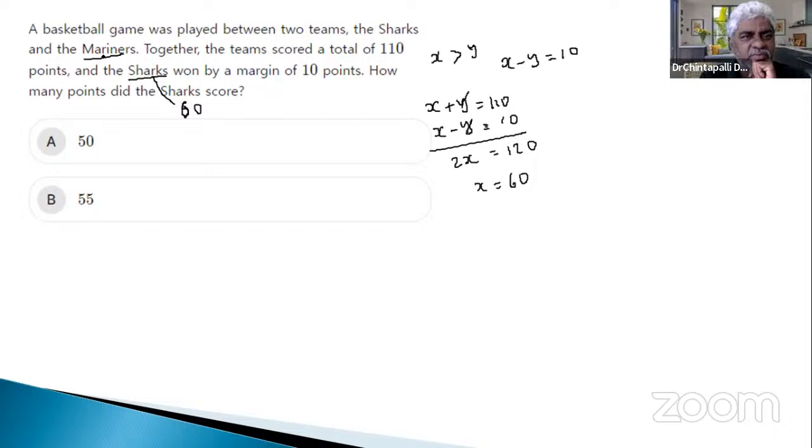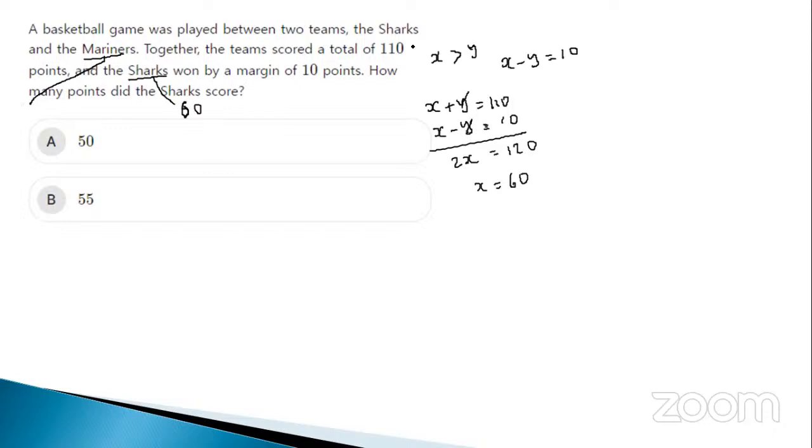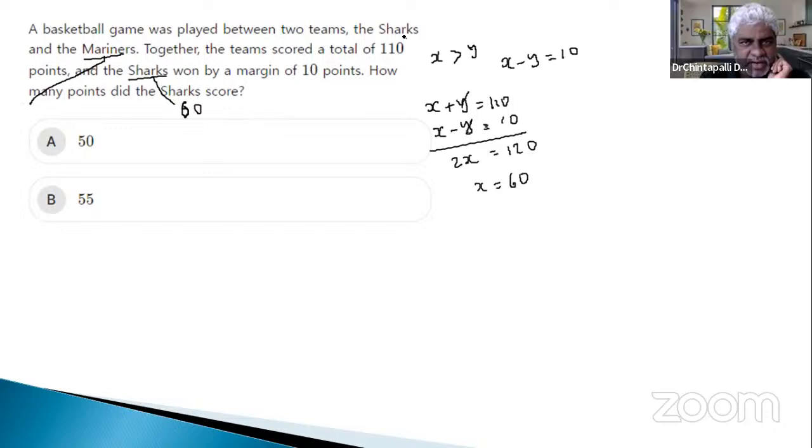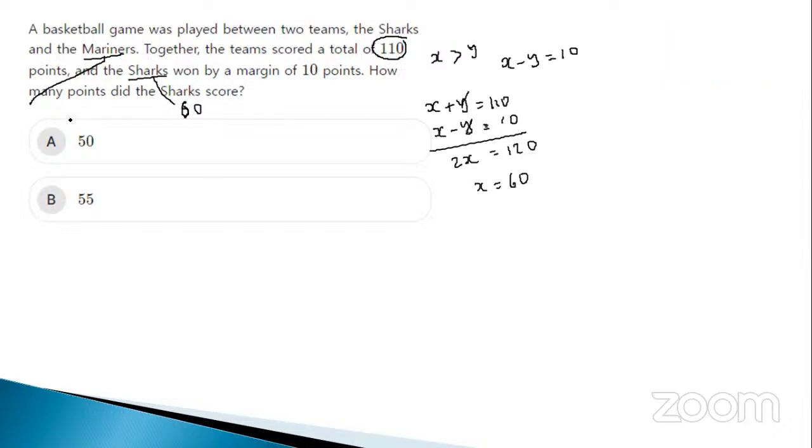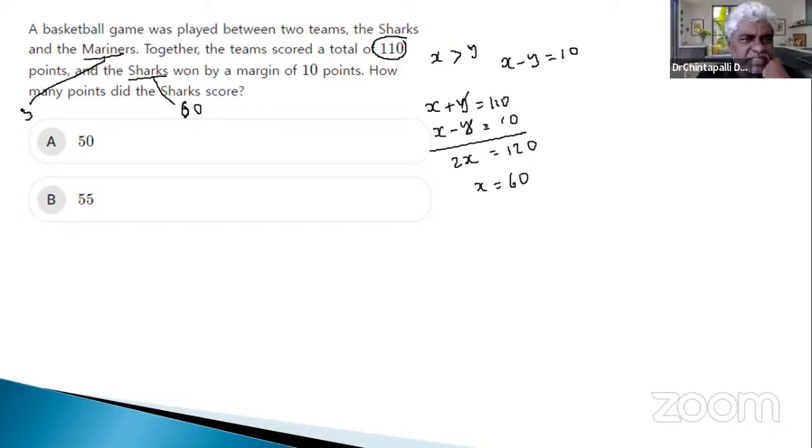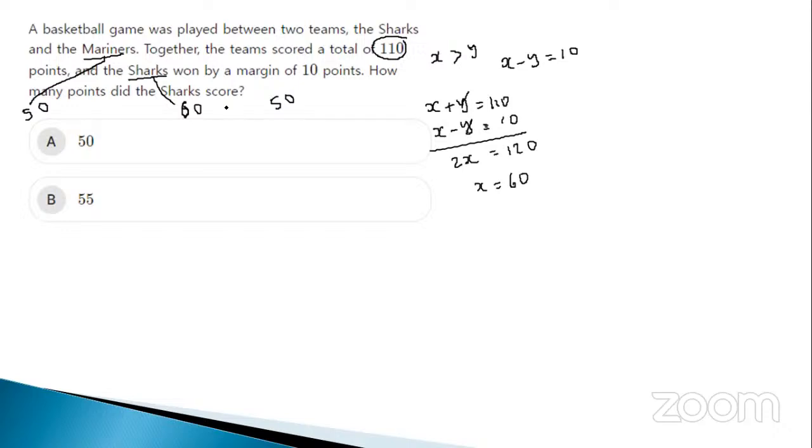Then Mariners have? Sir, but they are asking Sharks to score. Yeah, see, first, the total is 110 points. Sharks have 60 points. Then Mariners have 50. Yes, 50 plus 60 is 110, and 60 is 10 more than 50. Got it? Yes, sir.